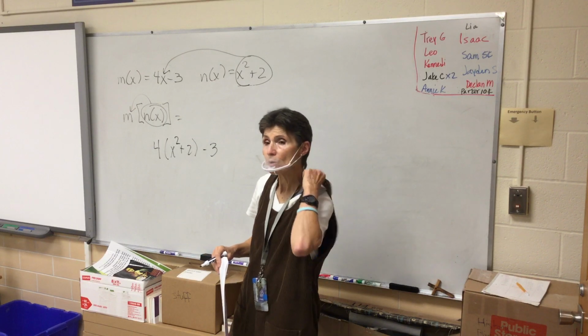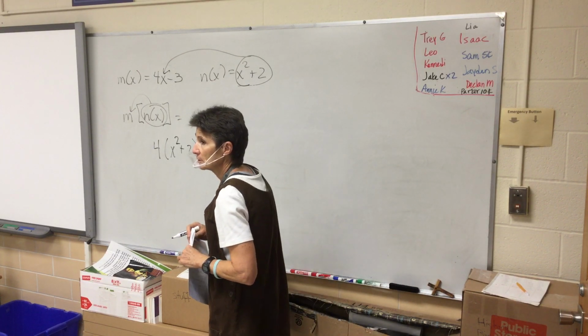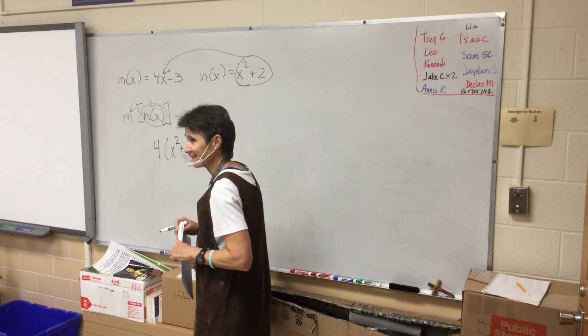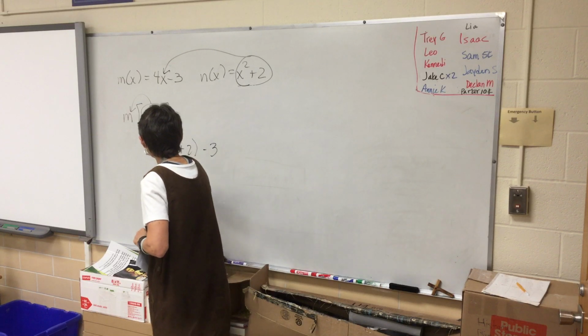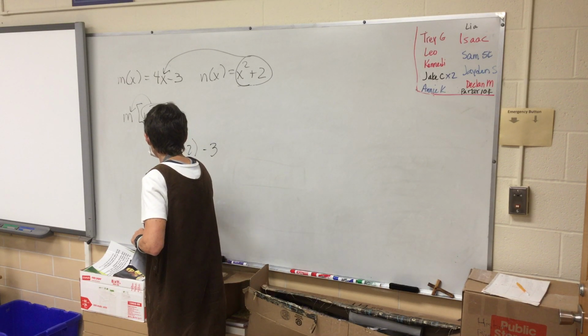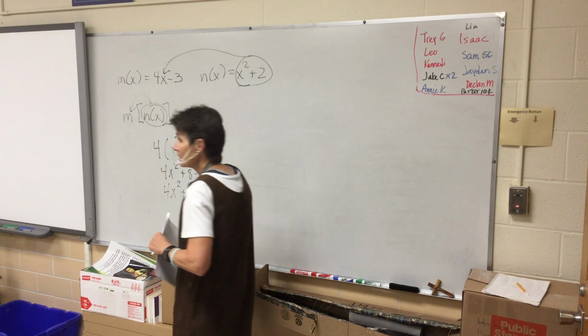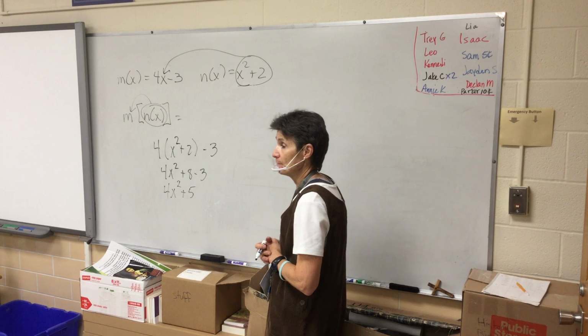If there's no number, we plug in the entire equation. And we plug it in for x. So in place of the x. So we got 4x squared plus 8 minus 3, or 4x squared plus 5. And that's your answer. Don't do anything to it. That's it.